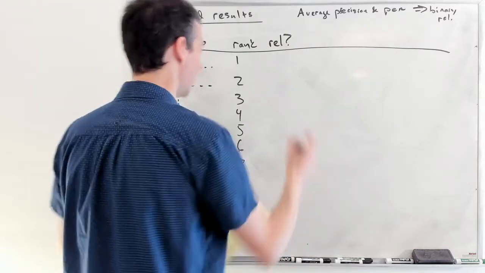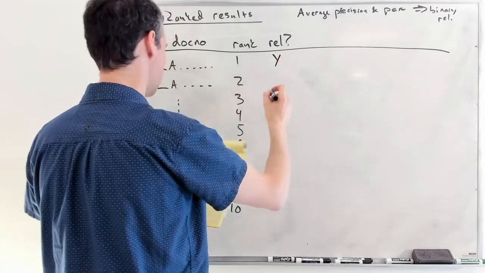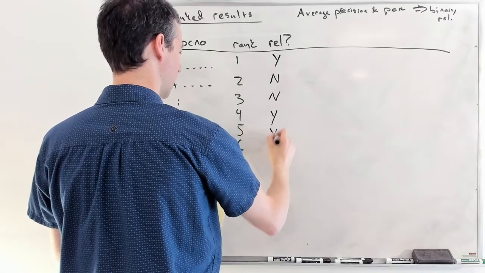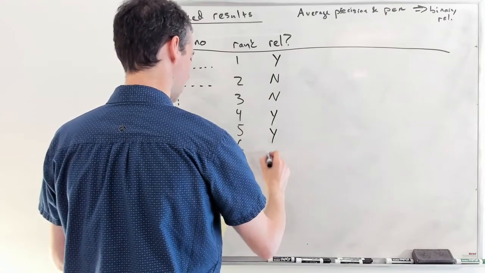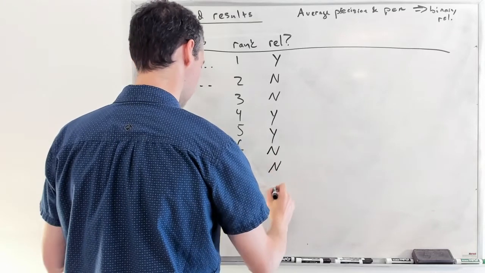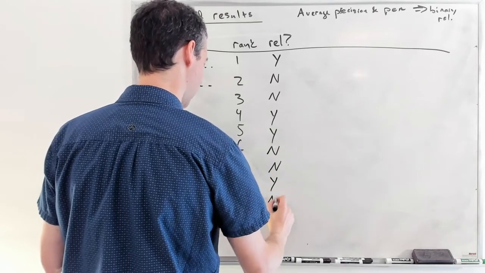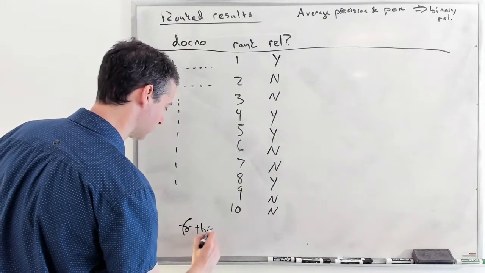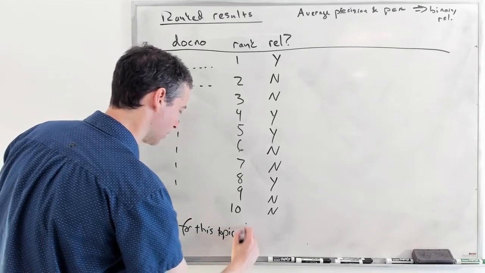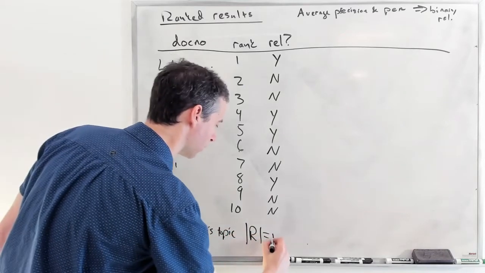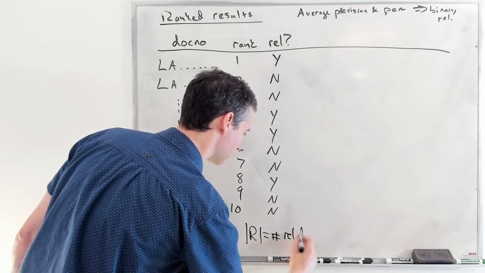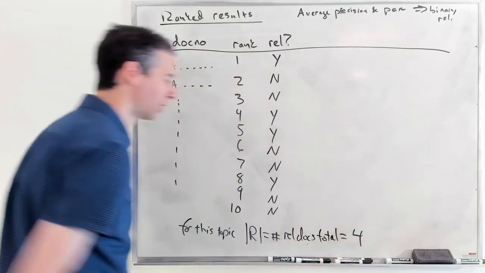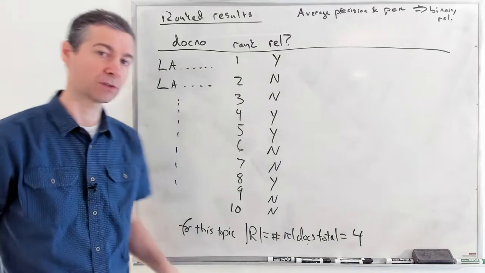All right, so is it relevant? In this case, for my example, I'm going to say yes, and then no and no. And then we've got 2 relevant documents, and then no, no, yes. And by the way, it has to be no and no, because I'm going to say for this topic, the total number of relevant documents is 4.